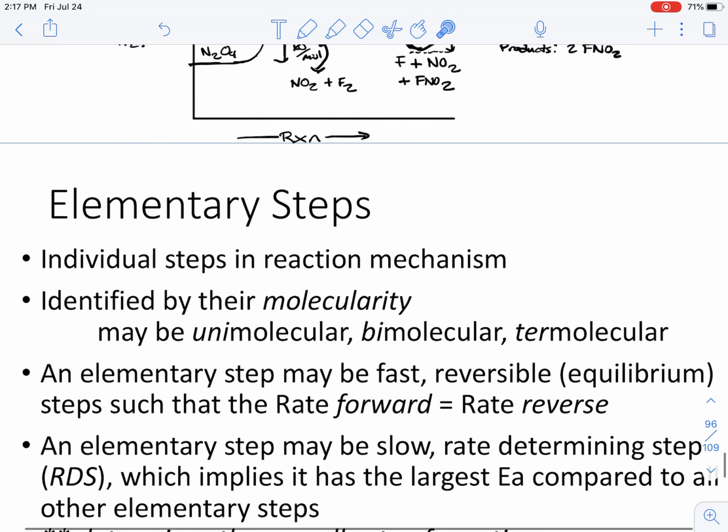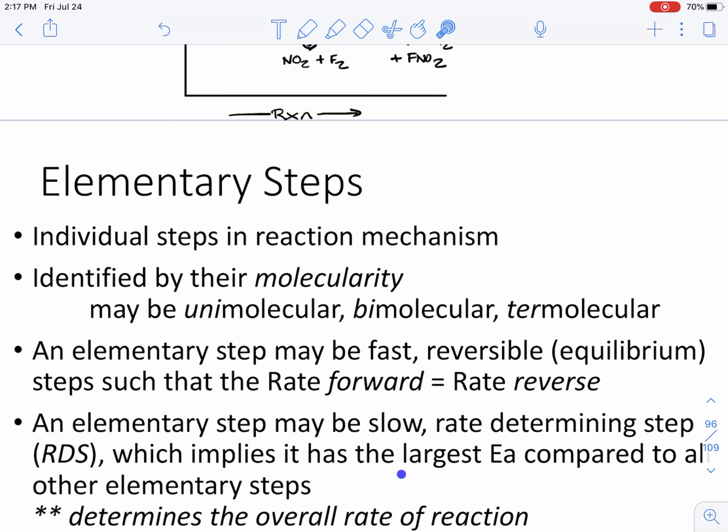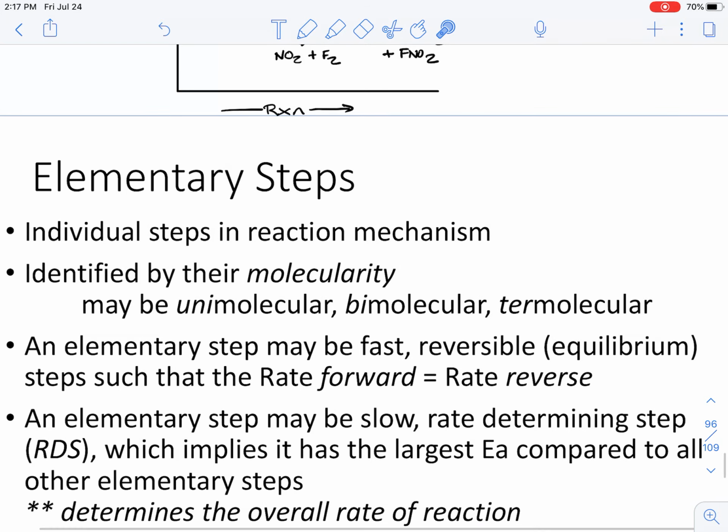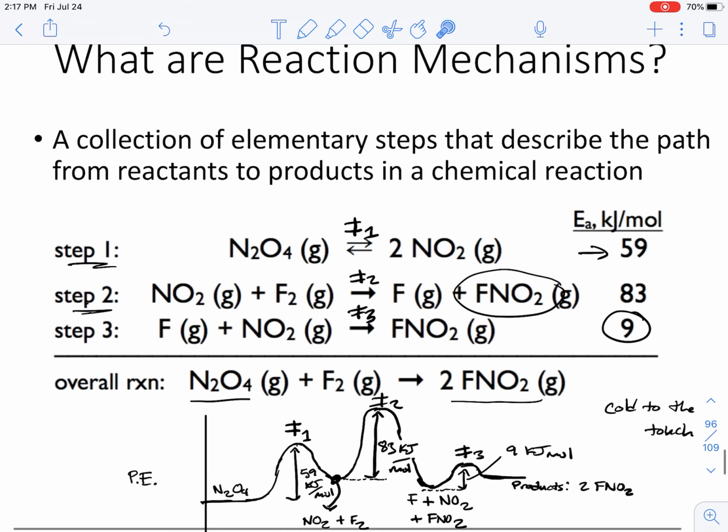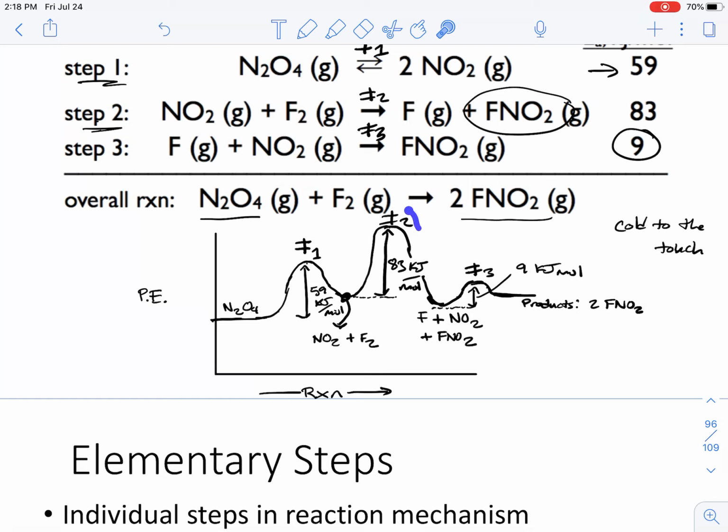And so elementary steps can be slow. If you have an elementary step that's really, really slow, then that elementary step is the rate determining step, which is abbreviated as RDS. The rate determining step implies that that specific step has the largest activation energy compared to all other elementary steps. Notice that elementary step 2 has the highest activation energy, and therefore elementary step 2 would be considered the rate determining step, which can once again be observed in a potential energy diagram.